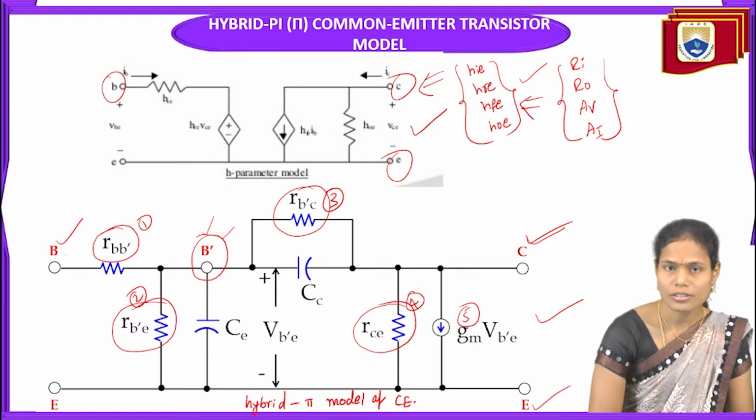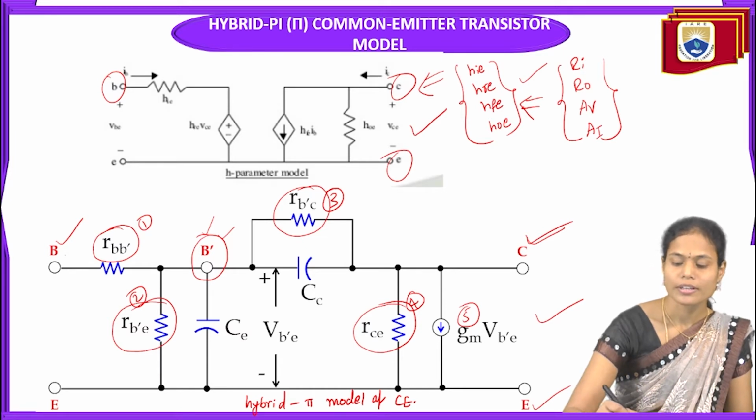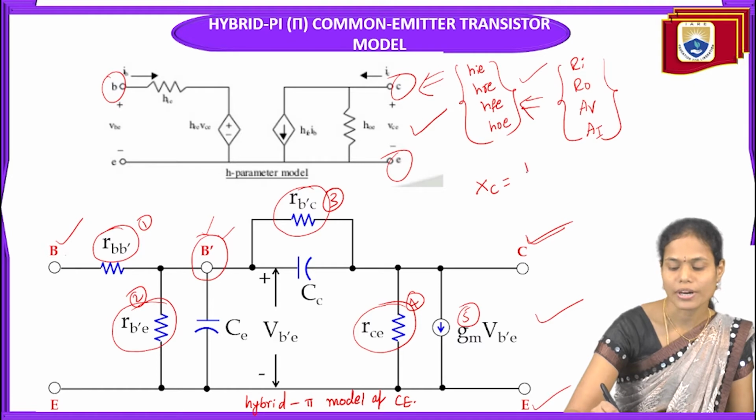Along with these conductances and resistances, the capacitors are also included in the high frequency model. Capacitors are included here because of the reactance of the capacitor, which is 1 by 2 pi fC.